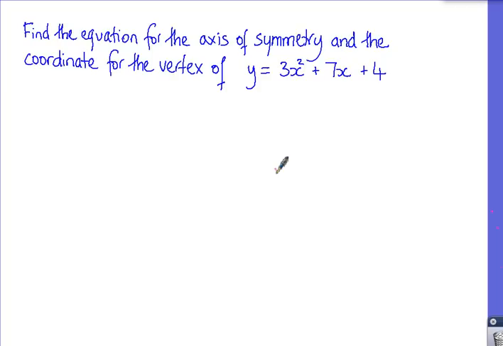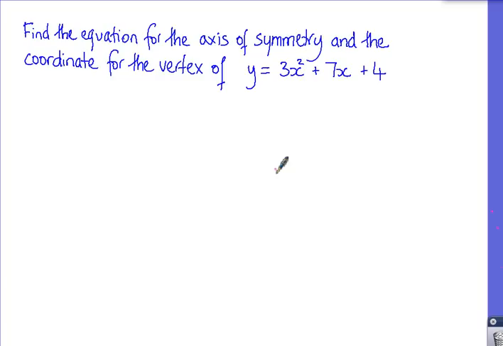Okay, so here we're going to do a functions question: find the equation for the axis of symmetry, and also find the coordinate of the vertex for the function y equals 3x squared plus 7x plus 4. Now, the fastest way to do this is probably to do it by hand.